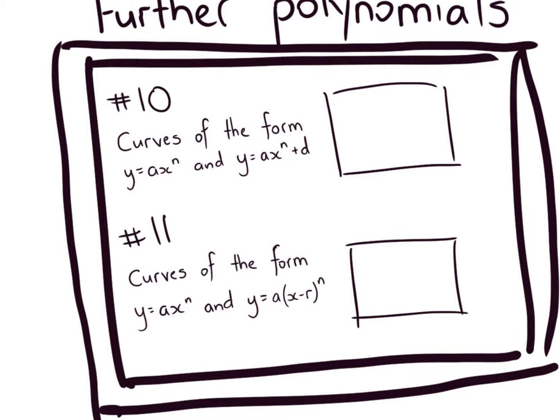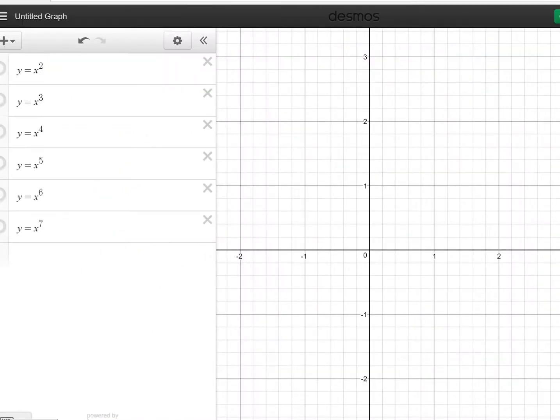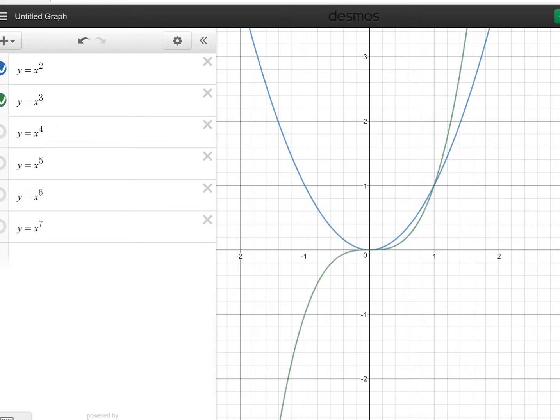Before we get started on doing some notes, let's have a look at Desmos and have a play around with what happens when we increase the power. First, we'll start off with the standard y equals x squared. So there's our parabola that we're well and truly used to by now. Alright, let's introduce y equals x cubed. Once again, this is a curve that we should be familiar with now.